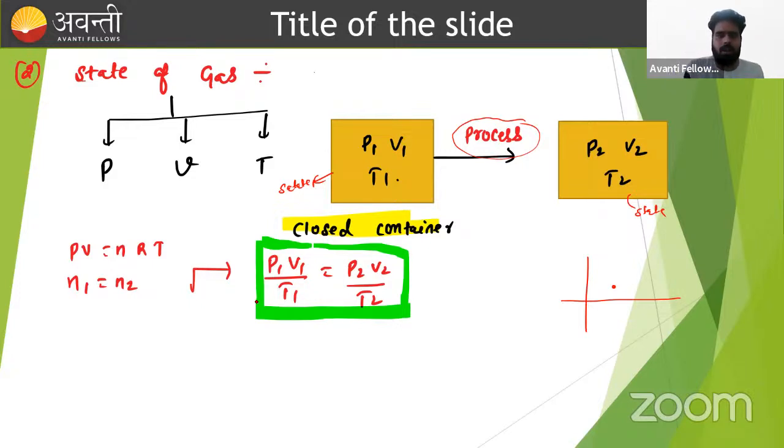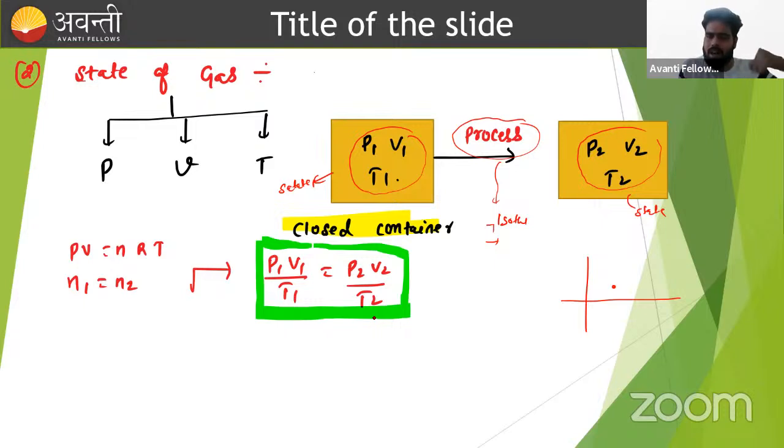Okay. So first of all, when a closed container is given, one thing is very clear: the total number of moles of gas is not going to change, irrespective of any process involved here. Suppose this process is isothermal, isochoric, or isobaric. The number of moles of gas present in the first state must be equal to the number of moles of gas in the second state. So in this equation, P1 V1 upon T1 equals P2 V2 upon T2.